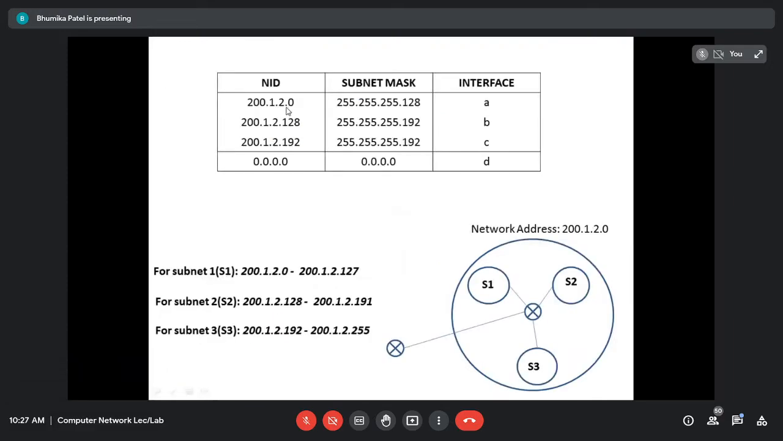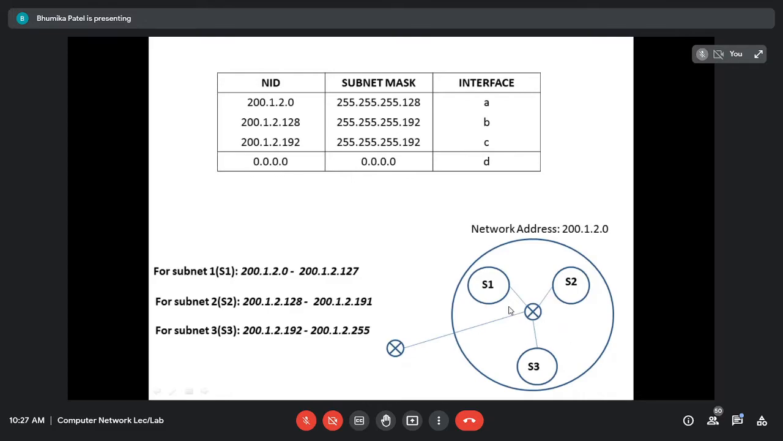So like this, see. It is A, B, C, D. So subnet 1, subnet 2 and subnet 3. For subnet 1, we have used the subnet mask 128. For subnet 2 and subnet 3, it is 192, 192. Here I have given the names of the interfaces A, B, and C, and it is a default entry.